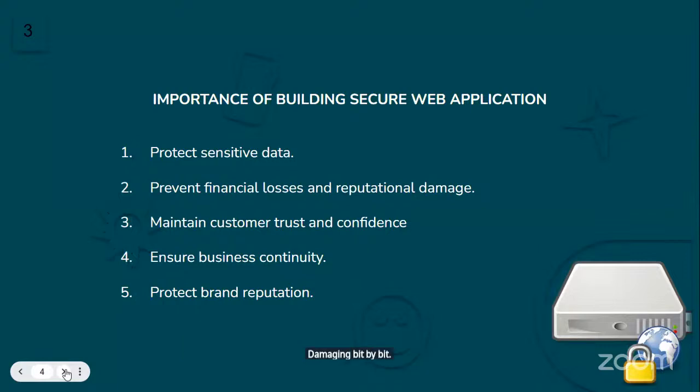And the fourth one here is ensure business continuity. So this is self-descriptive. To ensure business continuity, one must adopt building a secure web application. And number 5 here is protect brand reputation. As mentioned earlier, a secure web application also protects brand reputation.